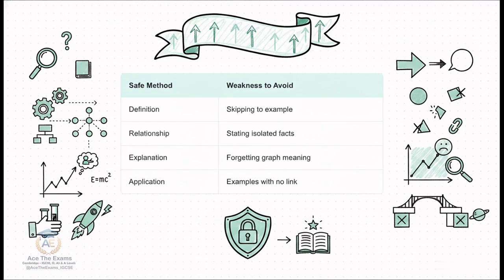Rule 2. PEEL framework application. Don't state isolated facts, build a relationship and an explanation using point, evidence, explanation, link. Rule 3. The time management matrix. Don't waste 10 minutes giving application examples with no physics link or forgetting physical graph meanings. Stick to the safe method, chip away the fluff, and manage your time perfectly.